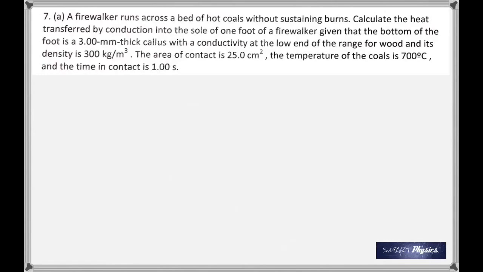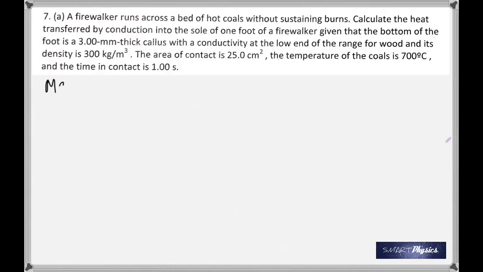The seventh one. Now a fire walker runs across a bed of hot coals without sustaining burns. Calculate the heat transferred by conduction into the sole of 1 foot, given that the bottom of the foot is a 3 millimeter thick callus with a conductivity at the low end of the range for wood, which will be given, as density is given. The area of contact is 25 centimeters squared. Temperature of the coals is really high, 700 degrees Celsius, and the time in contact is 1 second. So we have to find the quantity of heat conducted in 1 second.